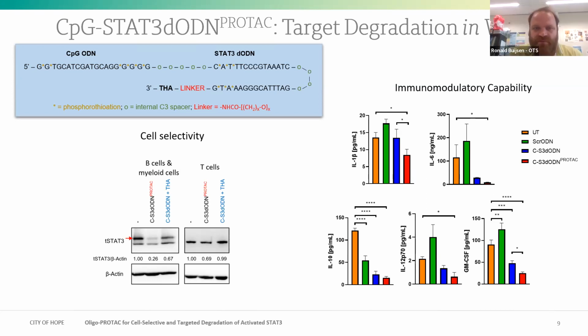Okay, cool. We have a question in the chat from Feng Guo. At what concentration did your conjugate start to show cellular toxicity?